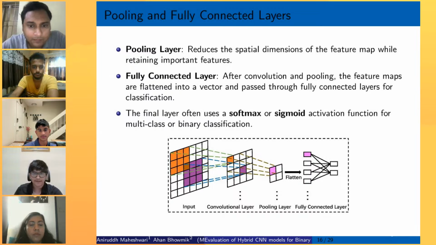And the fully connected layers are the final stage of the CNN, and the feature maps are flattened into a vector and passed through these layers for classification. In our case, binary classification. This is done using an activation function like sigmoid or softmax, depending on the task.